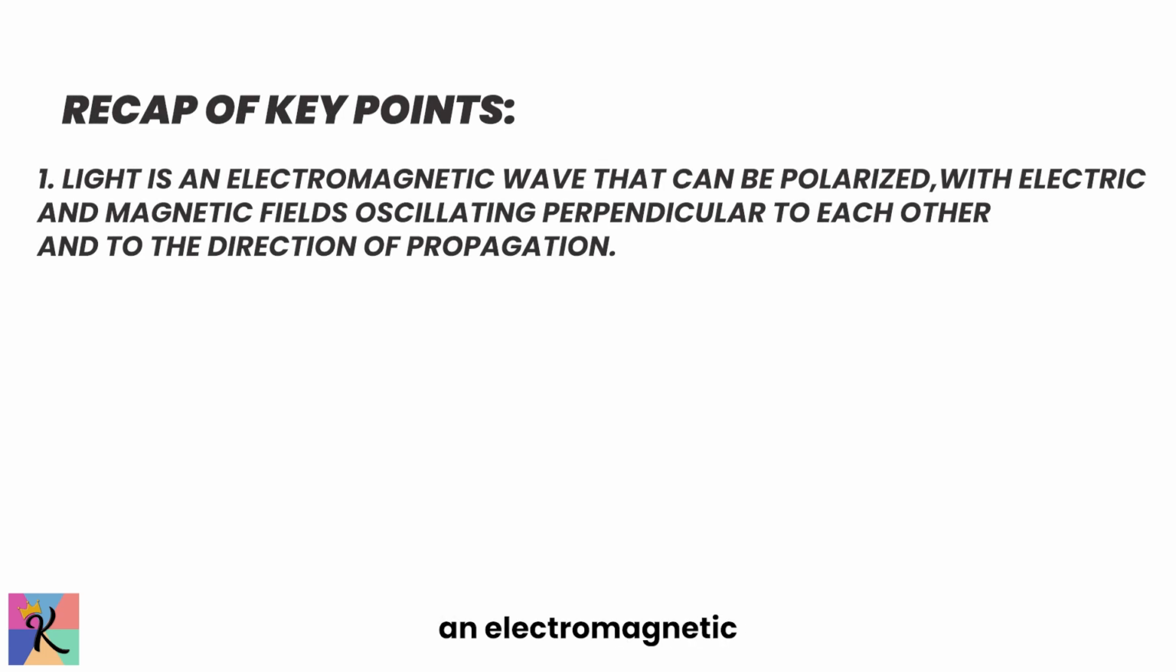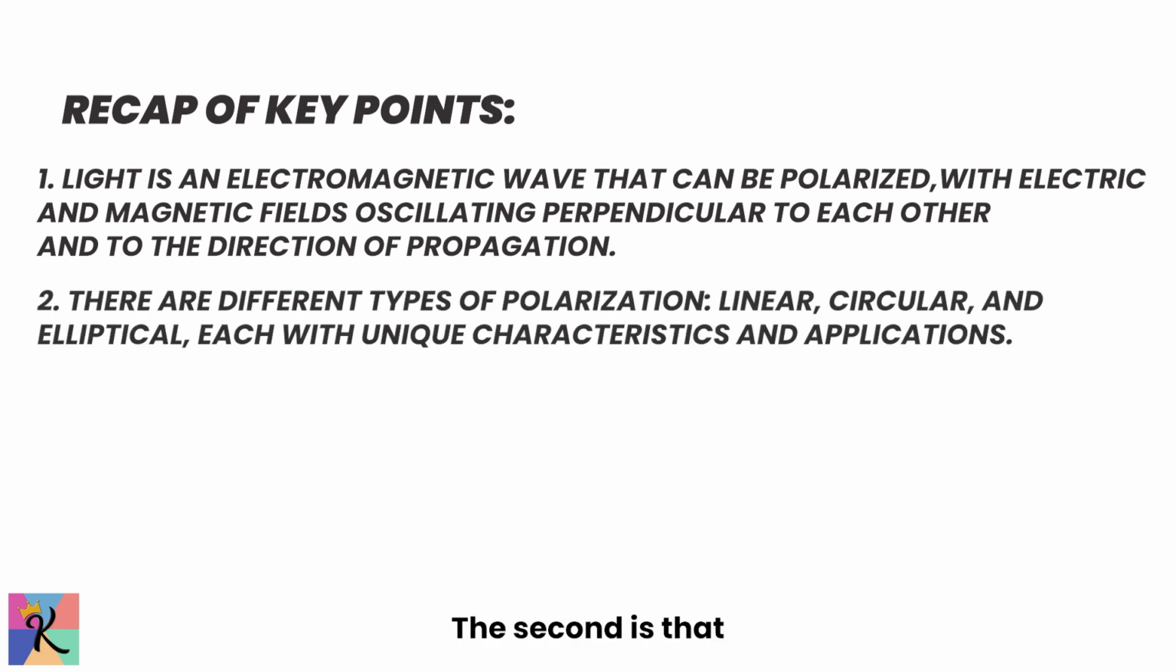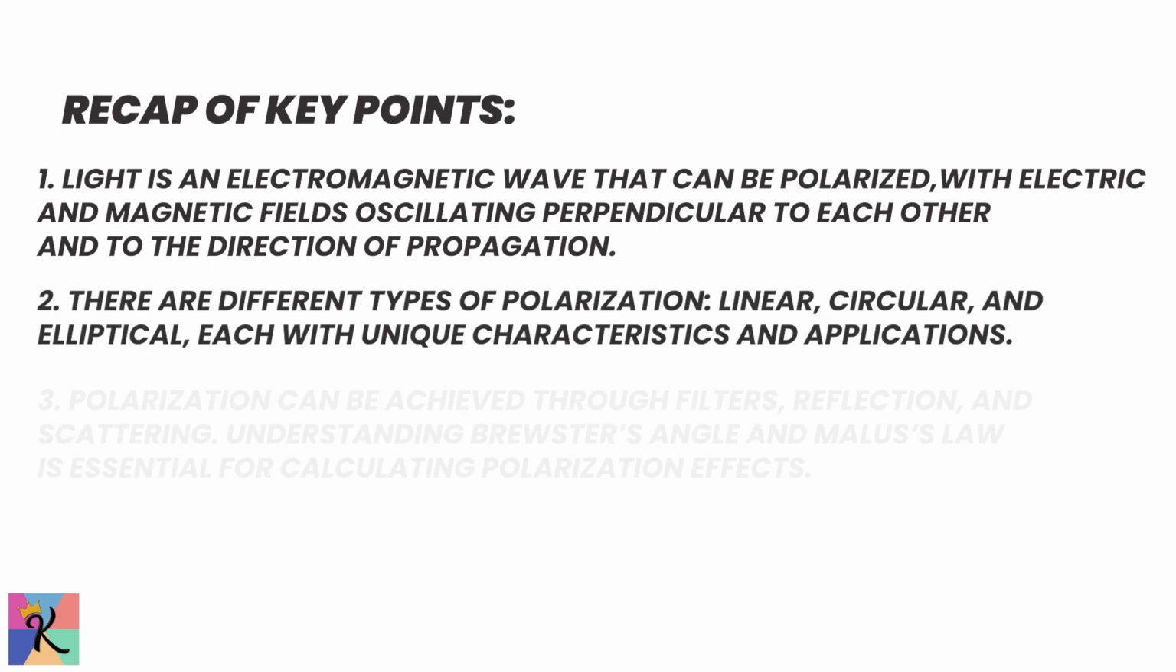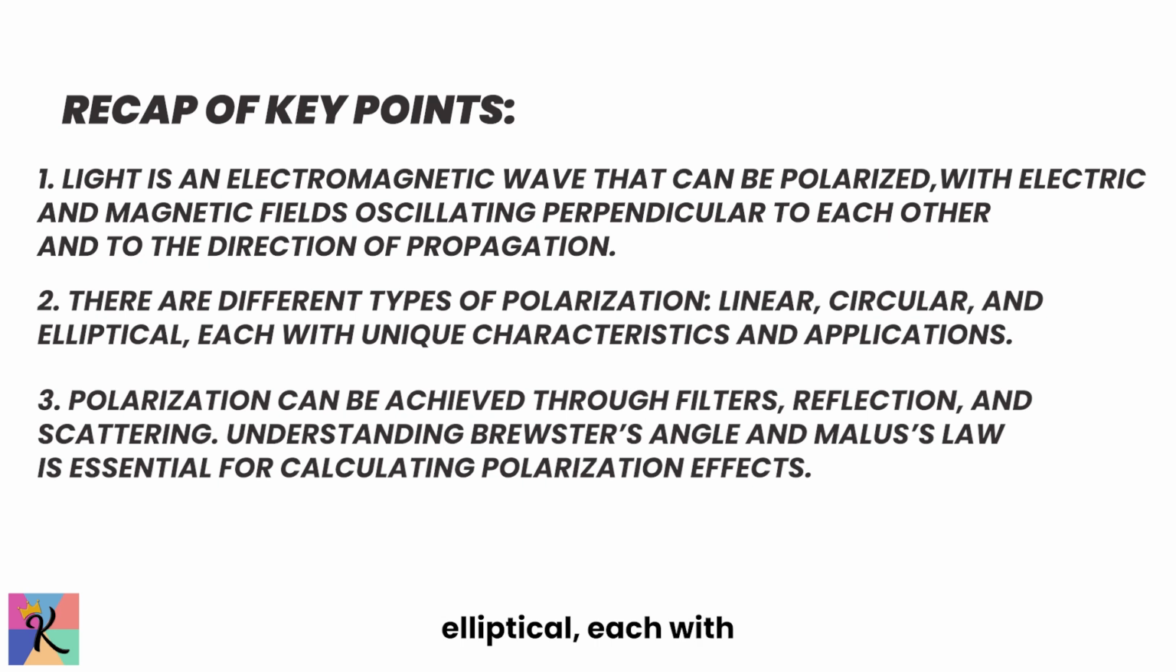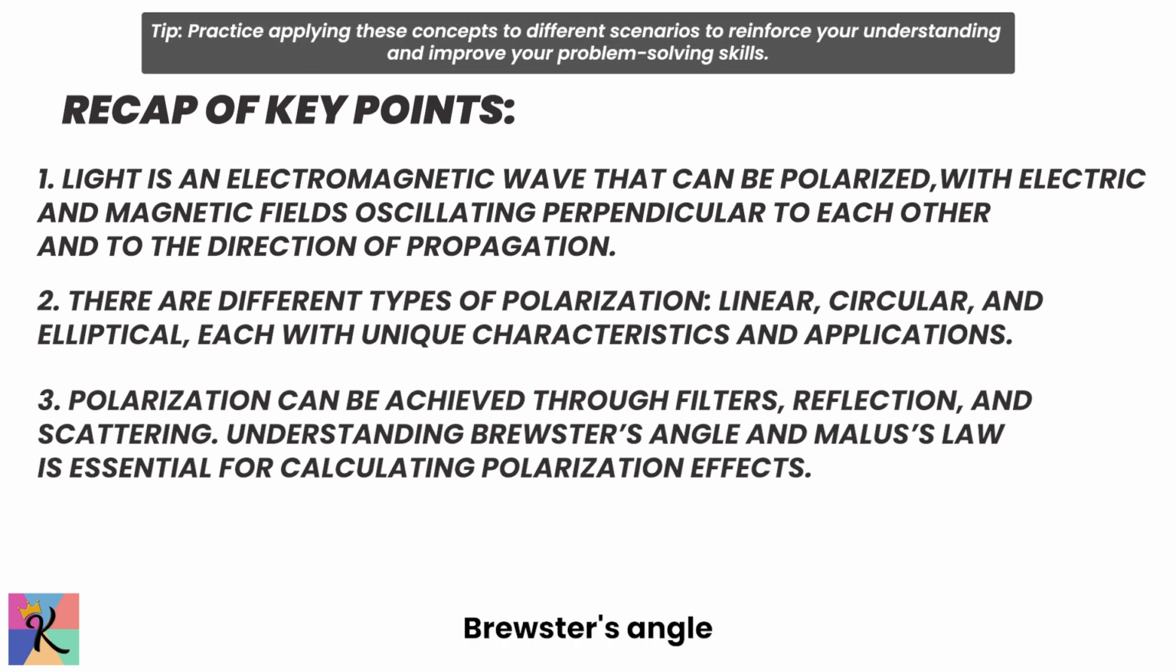So to excel on your exam, it's crucial to master the following key points. Number 1. Light is an electromagnetic wave that can be polarized, with electric and magnetic fields oscillating perpendicular to each other and to the direction of propagation. The second is that there are different types of polarization: linear, circular, and elliptical, each with unique characteristics and applications. And the third is that polarization can be achieved through filters, reflection, and scattering. Understanding Brewster's angle and Malus's law is essential for calculating polarization effects.